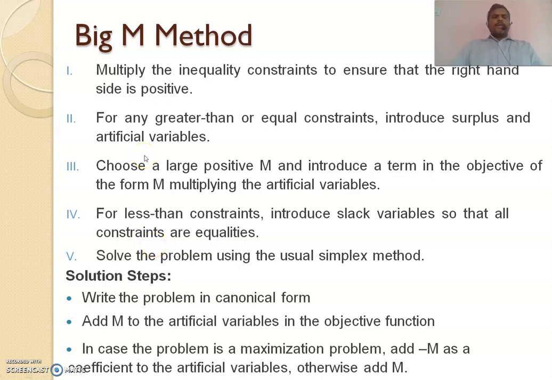Next is the Big M method. Here I have mentioned the changes which are important in the Big M method. Multiply the inequality constraints to ensure that the right side is positive. For any greater than or equal to constraint, introduce a surplus and artificial variable. Next, choose a large positive M and introduce a term in the objective function of M multiplying the artificial variable. That is important in the objective function.